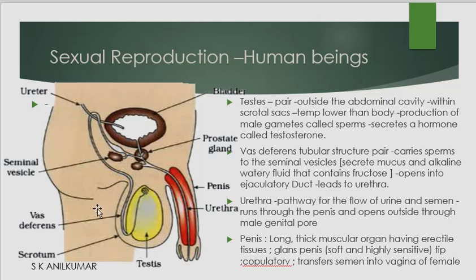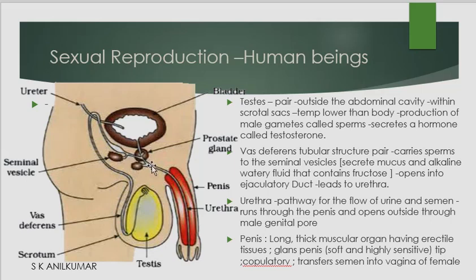Then there is a part called the vas deferens. This is the vas deferens. Vas deferens is what? It is a tube, and it is also a pair. It carries the sperms to the seminal vesicles. These are the seminal vesicles. The vas deferens carries sperm from the testes to the seminal vesicle.